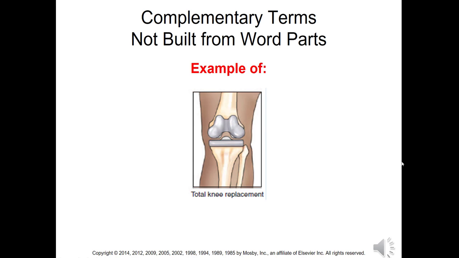Complementary terms and not built from word parts. So there are multiples of these. This is an example of some type of procedure, a prosthesis. This is the prosthesis. So we are totally replacing the knee joint. What they do is they go in to the knee joint. They actually cut out the distal and proximal portions, the distal portion of the femur, the proximal portion of the tibia, and then they put this prosthetic piece that mimics what a healthy knee joint would do.